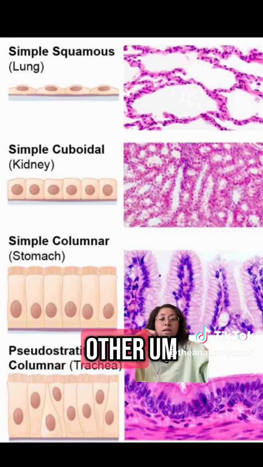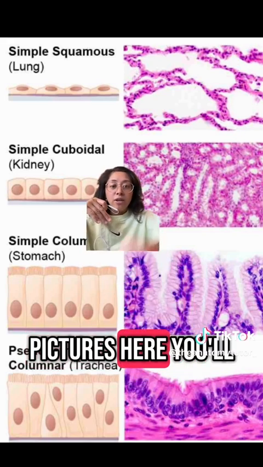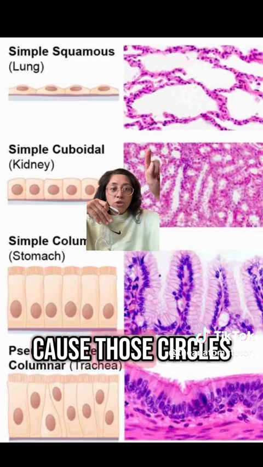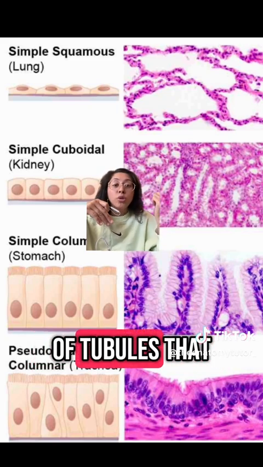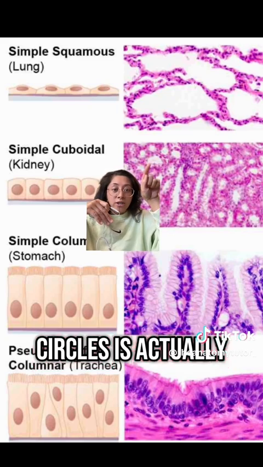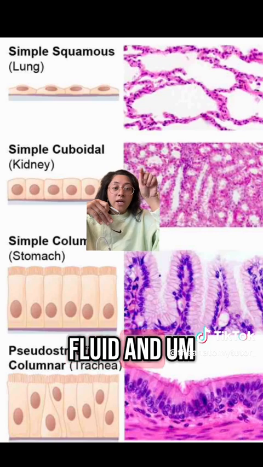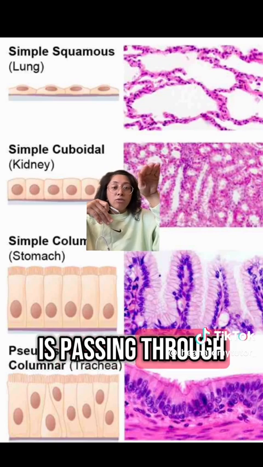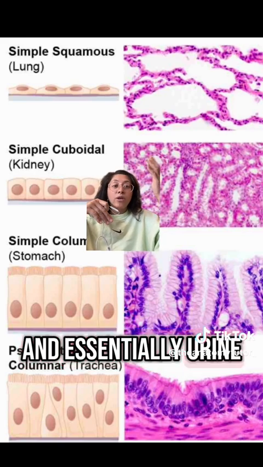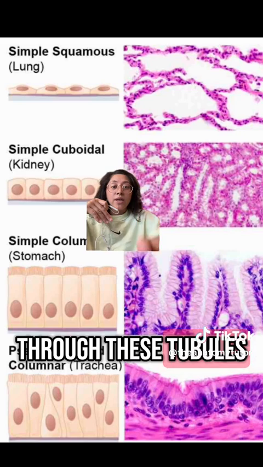Likewise, if you look at these other pictures here, you'll see that there's free space in these circles because those circles are cross sections of tubules that are found in the kidneys. So in those circles is actually the lumen, and that's where fluid is passing through, and your blood is being filtered, and essentially urine is being produced through these tubules.